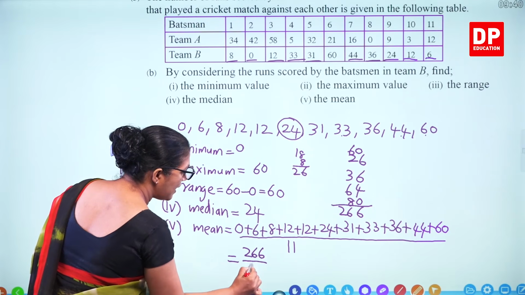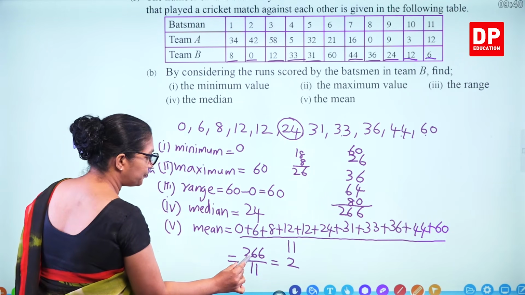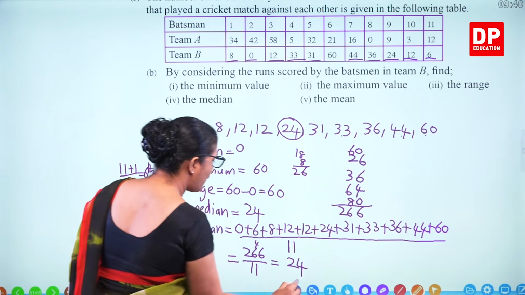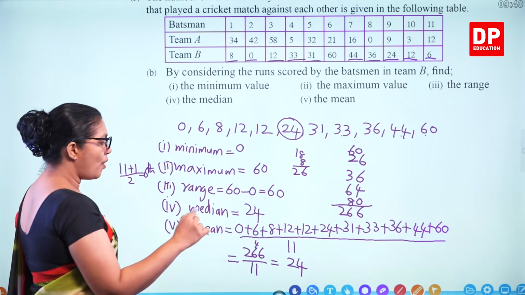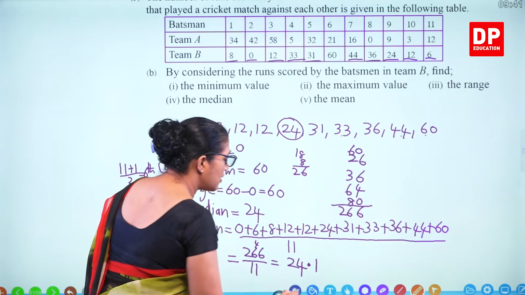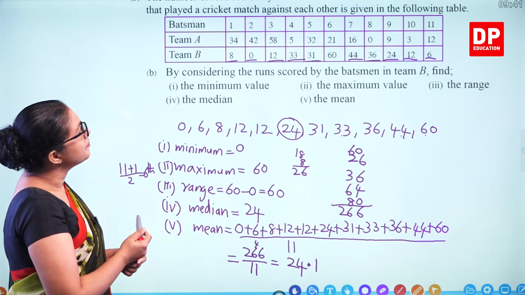266 divided by 11, that's 2, 22. And 4 remaining, 46, you can take 4, 44. And 2 remaining for 20, that's 1. So 24.1 runs.